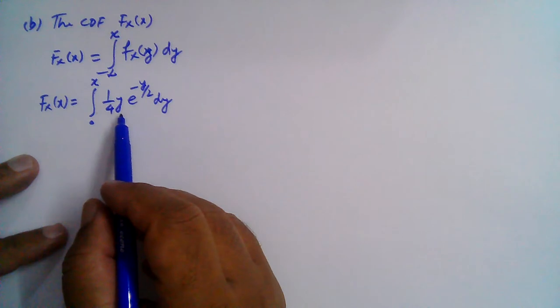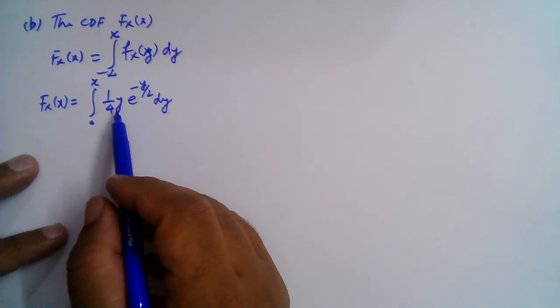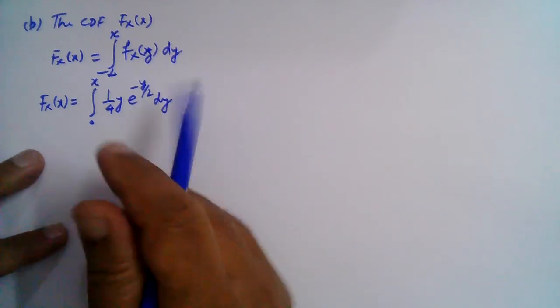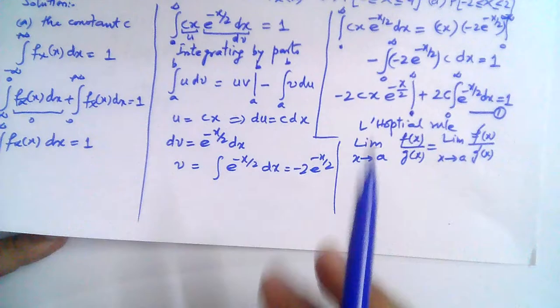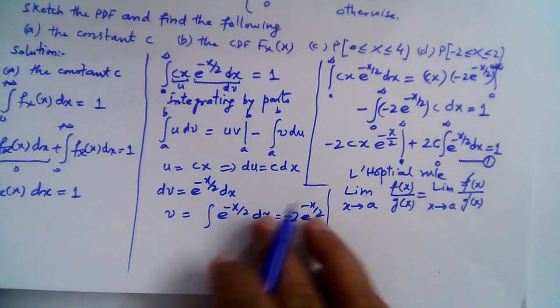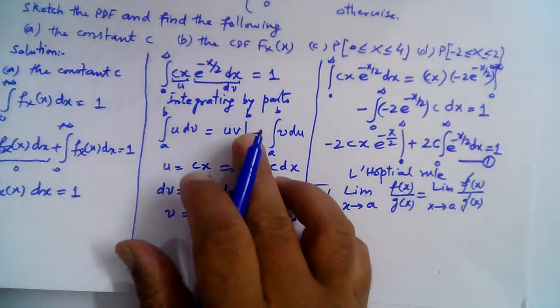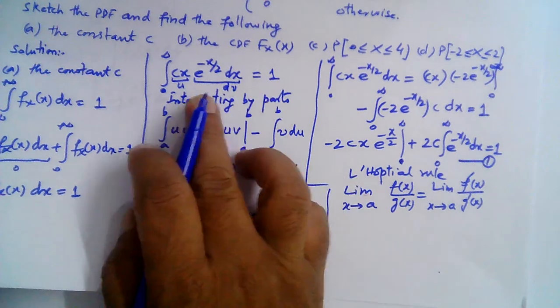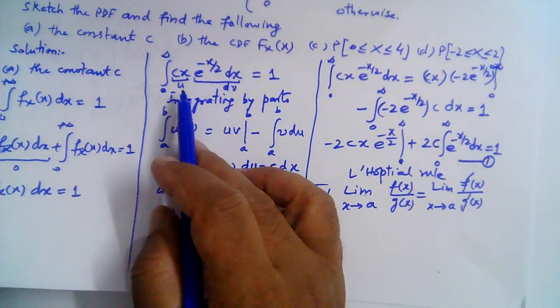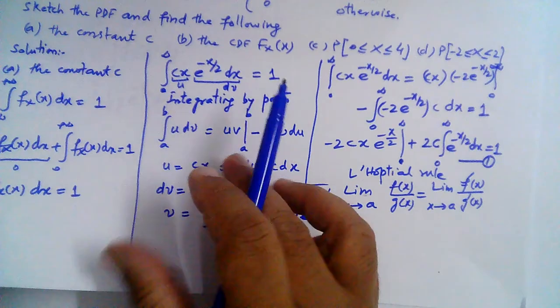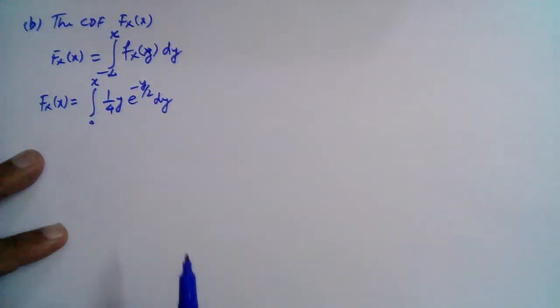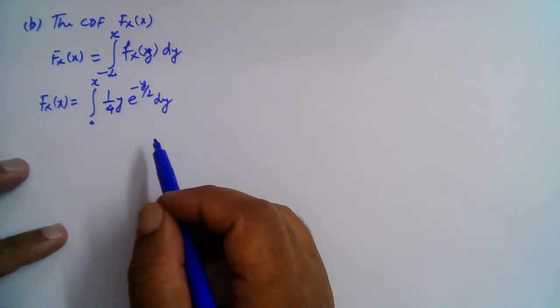Now this is the same kind of integral that we already evaluated here, to find the value of the constant c. Now the constant c is known, but we are now integrating it to find the CDF. So again, using the same technique that we used earlier, we can use integration by parts to find the value.